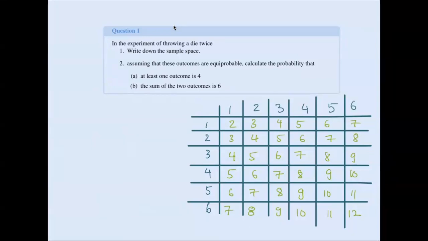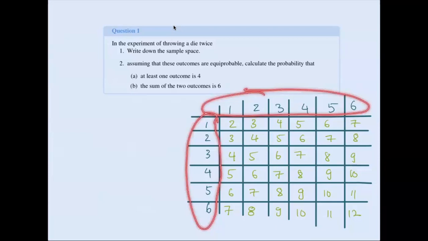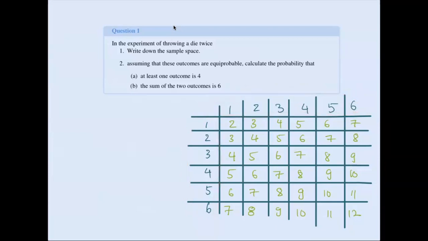So normally for the question of throwing two dice, what I normally do is draw a table like this, where this row represents the outcome of the first die, and this row represents the outcome of the second die, or you can switch the order, that doesn't really matter, as long as you are consistent. And in the intersection of each row and column, since here we are interested in the sum of the two outcomes, I will write down the sum.